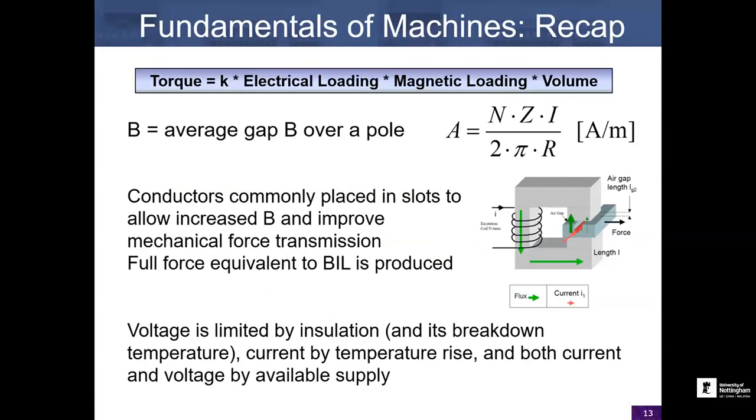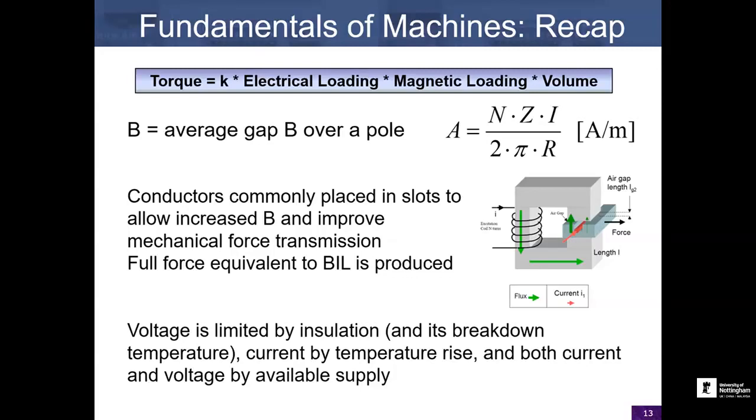We talked about some of the fundamentals, so our ideal torque equation. The ideal torque equation is 2 times electrical loading times magnetic loading times volume. In reality, we can replace that 2 with a factor that represents the actual behaviour of the machine. Both of these characteristics can be defined. Our electrical loading can be defined with the number of conductors per unit periphery. Our magnetic loading is the average flux density over a pole.